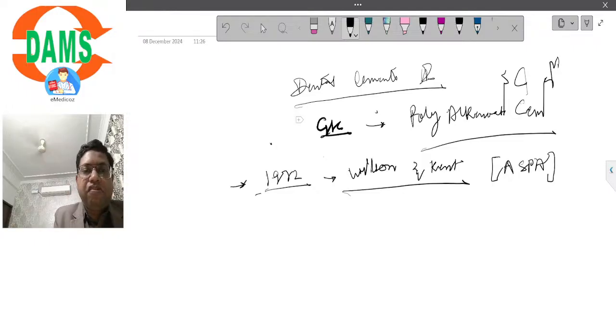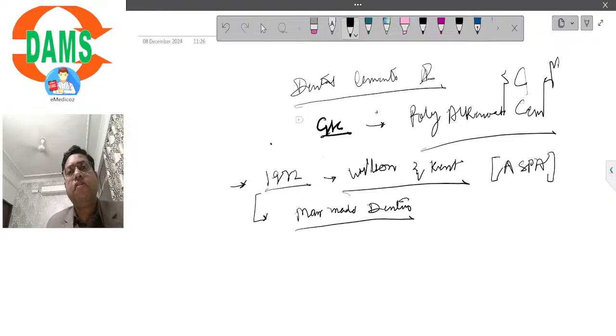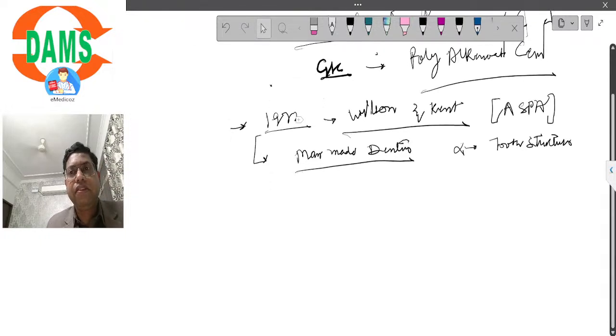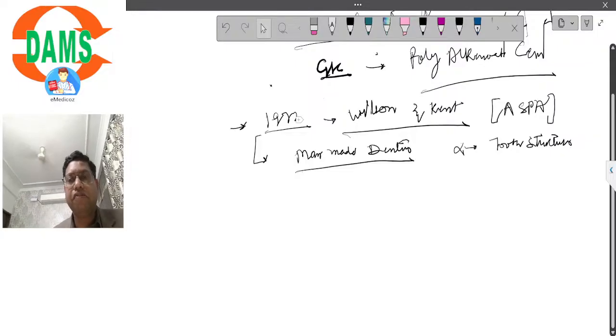This glass ionomer cement is also known by certain other names, like man-made dentine. It is called man-made dentine because its properties, especially its resilience and its capability to bond with the dentine, are similar to natural dentine, and its coefficient of thermal expansion, that is alpha, is nearly equal to that of tooth structure.